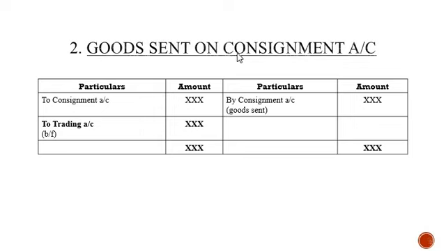So how do we prepare the goods sent on consignment account? To the debit side, you have to consignment account, and next, to the credit side, by consignment account, that is goods sent. The balance of the goods sent account is nothing but transferred to trading account. All right, hope you have understood today's class.